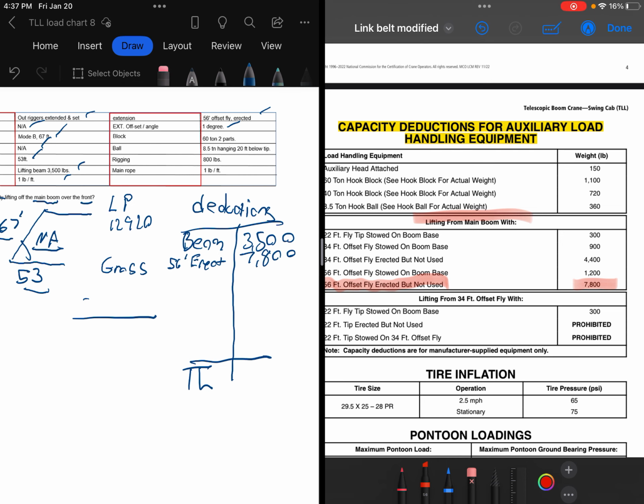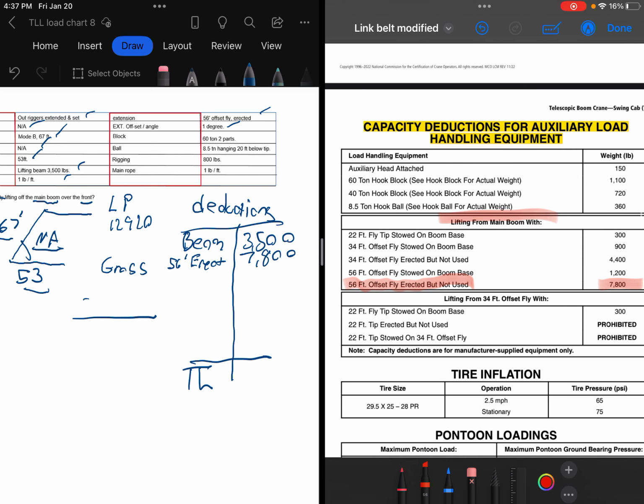It's going to be our block. We have a 60-ton block right here. So block is 1,100 pounds. We got a lot of deductions on this one, a lot of big deductions.